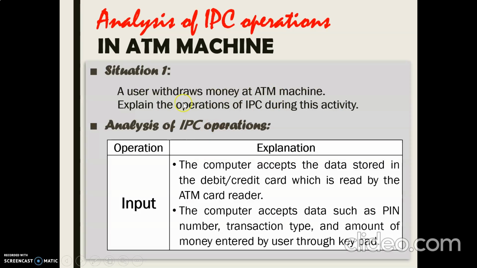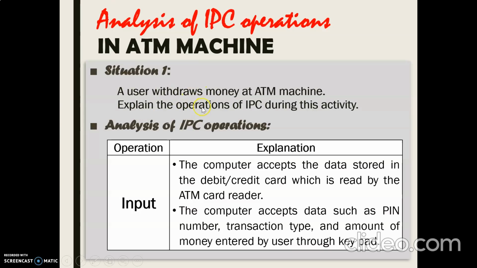Okay, so when we withdraw money at the ATM machine, we as a user or human, we do many activities such as we insert our card in the card reader, we type our PIN number, we choose the transactions, the choices offered to us there, and also we click yes and no, okay, for some of the activities.